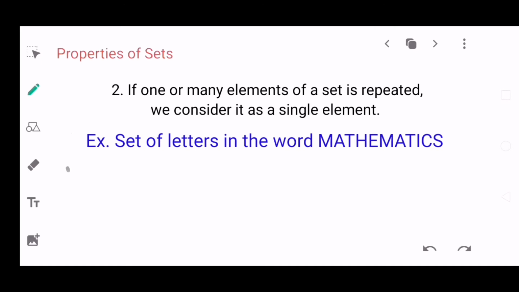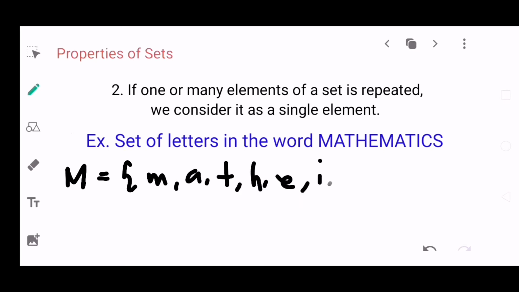So let us denote this as set M. Since M, A, and T are repeated, we'll just use one to represent these elements. So we will have M, A, T, H, E, I, C, and S to be the elements in the set M, which are the letters in the word mathematics, wherein the repeated letters M, A, and T are just represented by a single element.